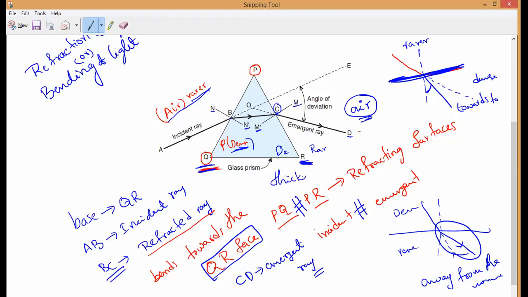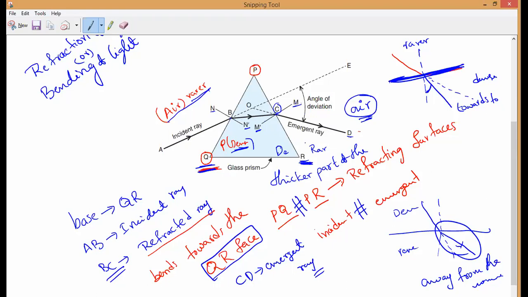What should we call the thicker part of the prism? The thicker part of the prism. And you can see the emergent ray is in the direction opposite to the incident ray, bending towards the same side. Is it yes or no, guys? Yes.